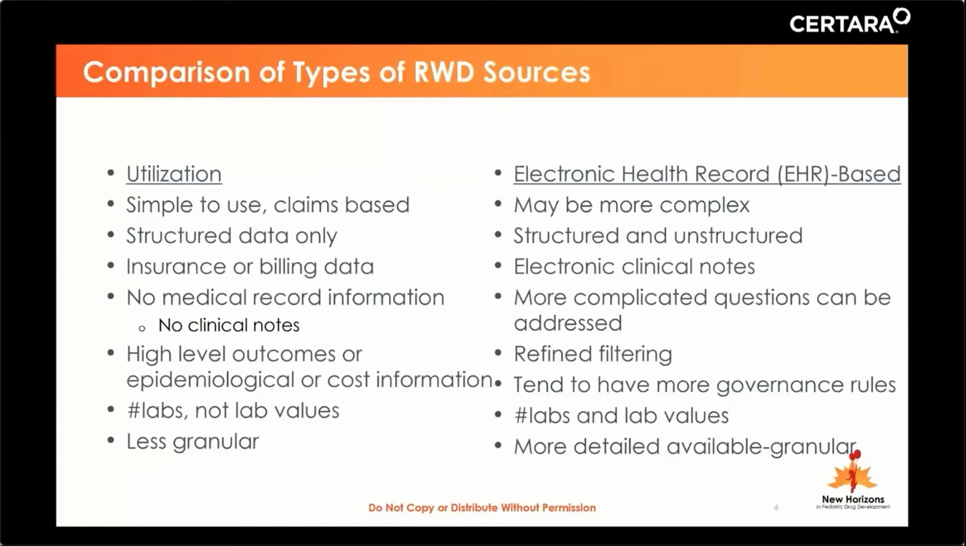However, their strength is that you can ask more complicated questions because there are significantly more retrievable data points that you can get to. There can be refined filtering of information, everything from visit characteristics to labs to medical therapies, etc. However, they tend to be burdened a little bit more with governance rules. In contrast to utilization data sets, the number of labs is there, but also the lab values. And overall, they're a lot more granular.